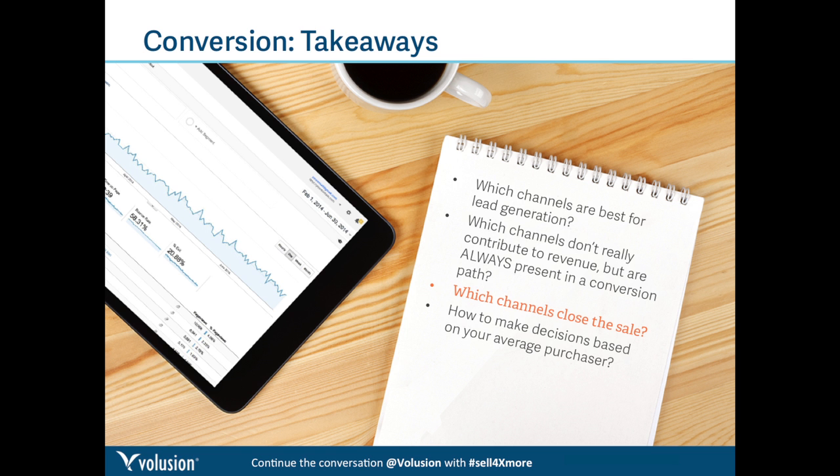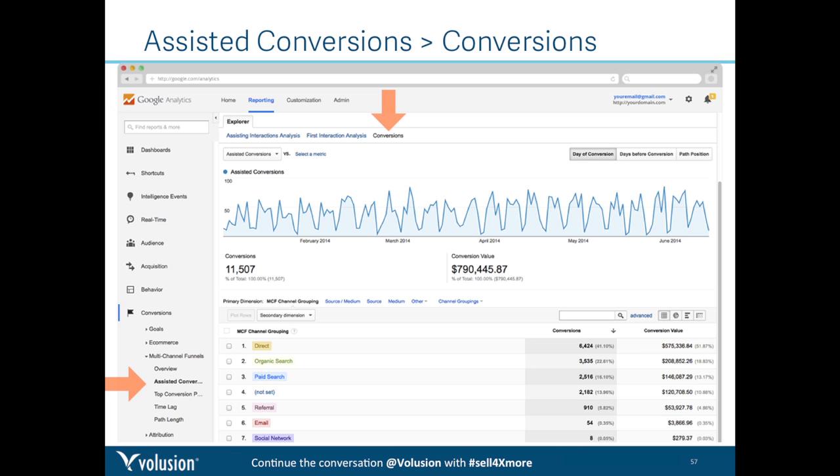Okay, which channels close the sale? In analytics, conversions are typically attributed to the last channel someone uses to enter your site to complete their transaction. This can be found in the Assisted Conversion section by clicking over to Conversion. By analyzing this data, you can find what channels are best to close the sale. In this example, direct traffic is the highest channel.